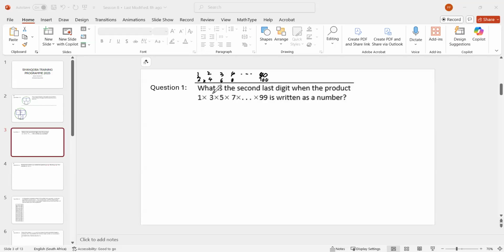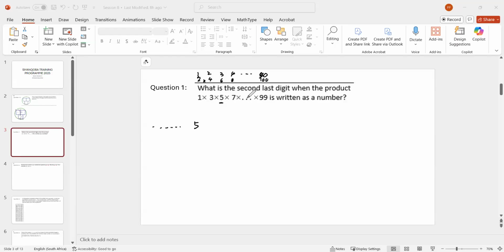So the question is, what is the second last digit? I can see what the last digit is, because it must be a multiple of 5. So the last digit will be 5. It's a huge number because you're multiplying all these 50 numbers together. It has to be 5 because it either is 5 or 0, a multiple of 5, but it can't be 0 because there are no even numbers here. If there was an even number, then 5 times that even number will end in 0. So this ends in 5.